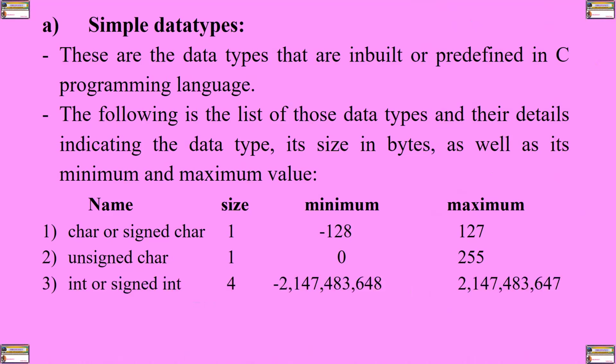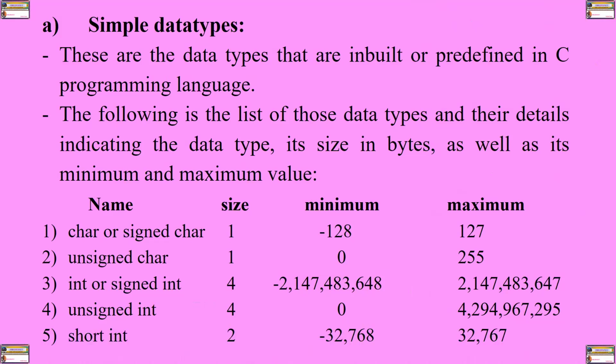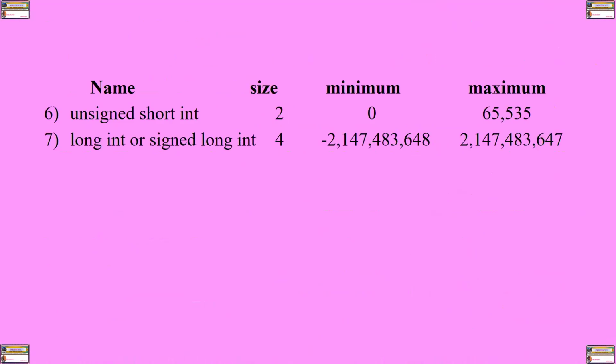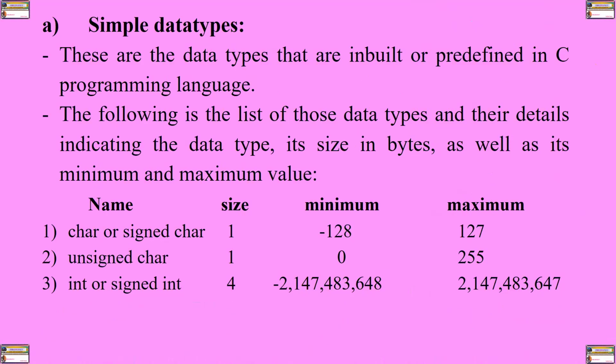Then the data types for whole numbers. The data types for whole numbers, whether positive or negative, are int, signed int, unsigned int, short int, unsigned short int, long int, signed long int, and unsigned long int. So those data types are for whole numbers, I repeat.